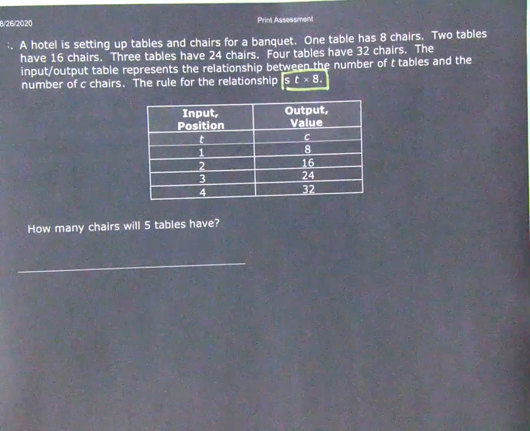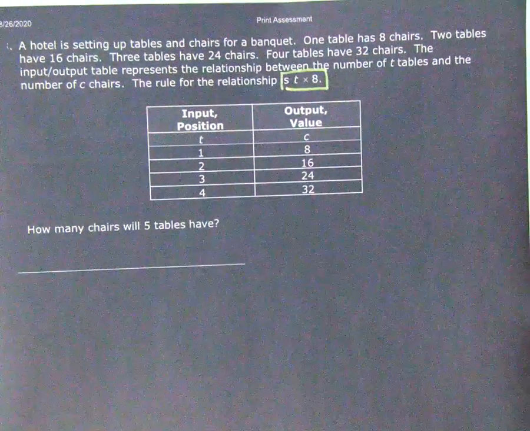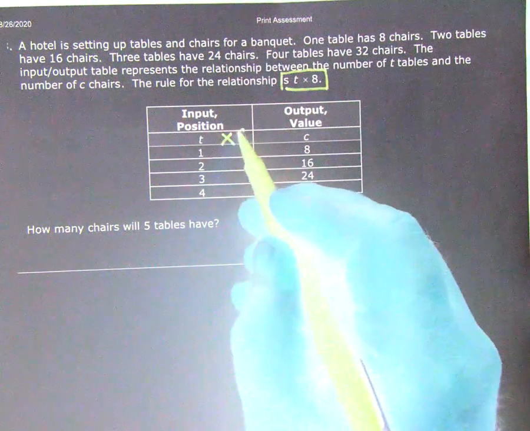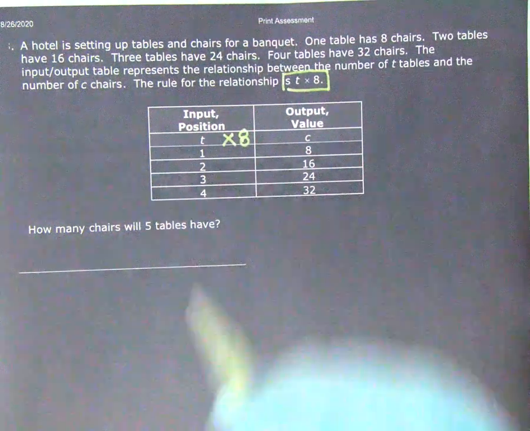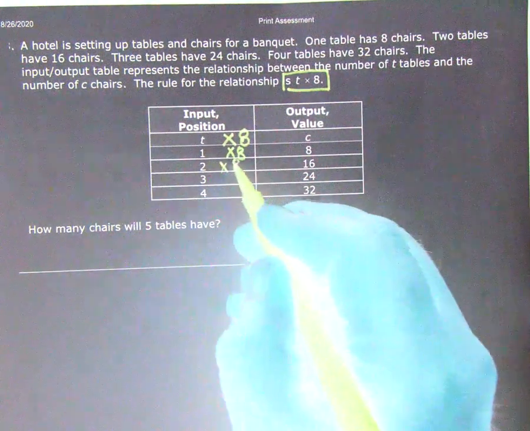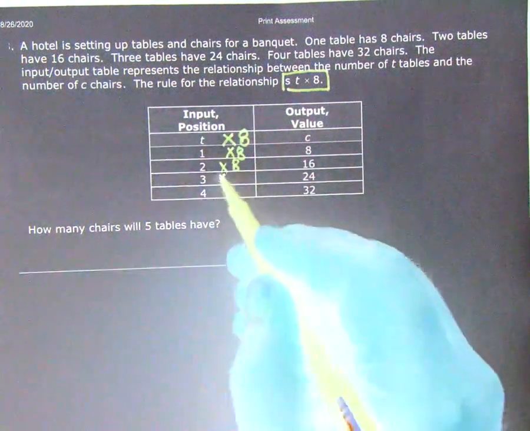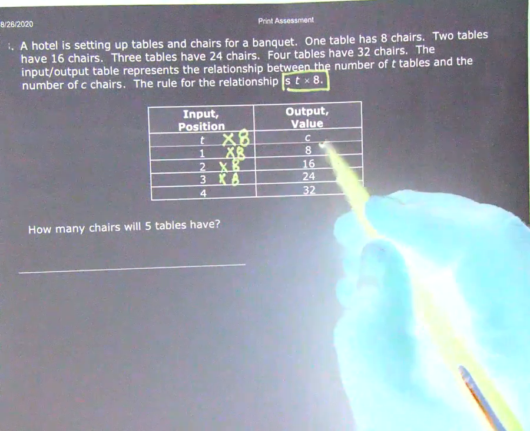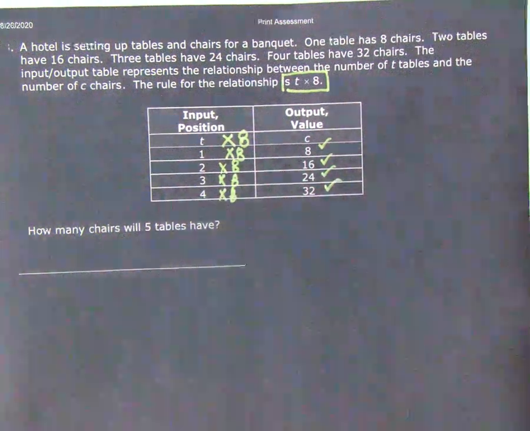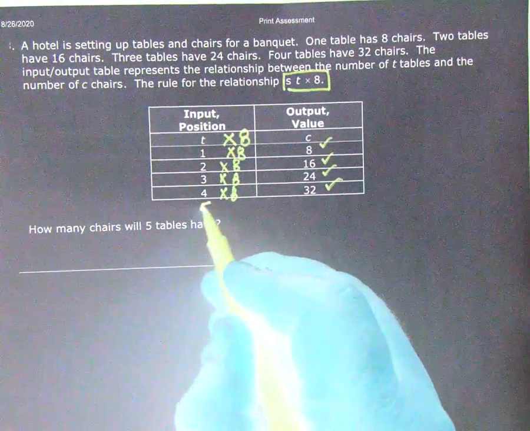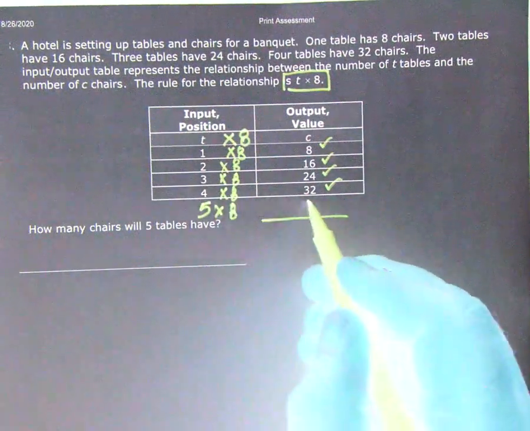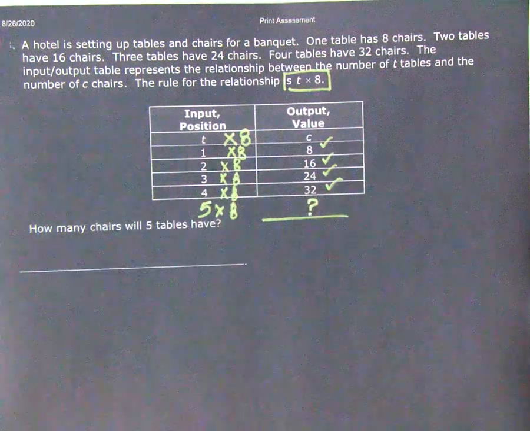Okay, so it's real easy when they give you the formula, right? This is T times 8. That's the formula. So if that's true, then that means 1 times 8 is 8. 2 times 8 is 16. 3 times 8 is 24. And these are all checking out. 4 times 8 is 32. So I know that the next one is going to be 5 times 8. And that answer is, you got to figure that out yourself.